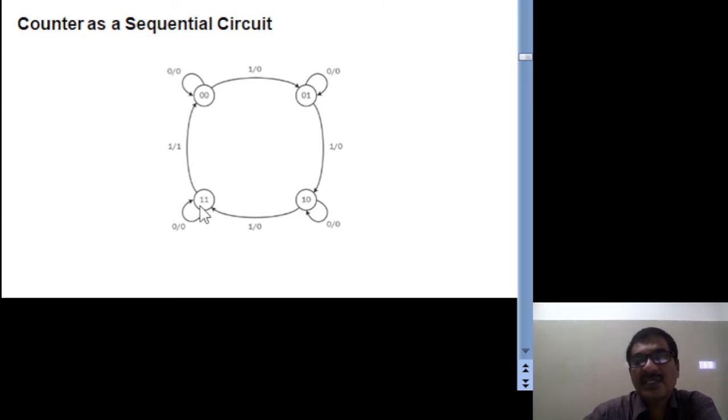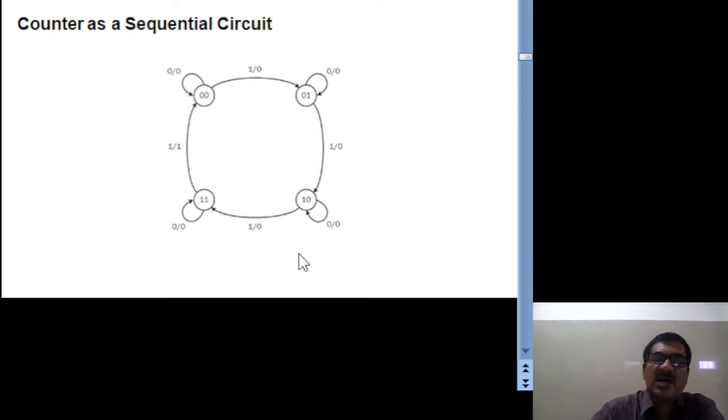And the present state is now 1 1. If the input is 0, it maintains the same state, otherwise, suppose if the input is 1, it goes to the initial state, that is 0 0, showing the output as 1. Okay, so this is the action we can observe in this state diagram for the 2-bit counter.